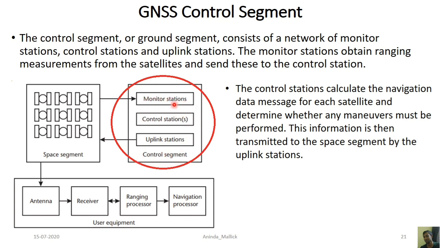The monitoring station has an antenna, and the antenna receives the satellite signal and sends that data to the control segment, the control station. The control station analyzes that data, and if any maneuver or any update occurs, then the control station sends that data to the satellite by using the uplink station.